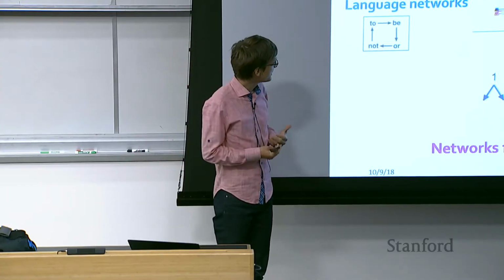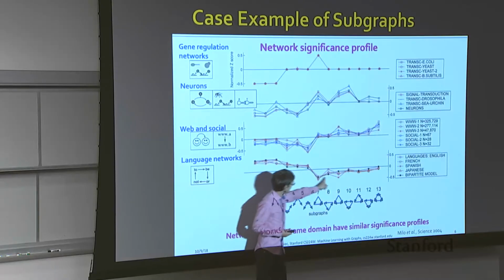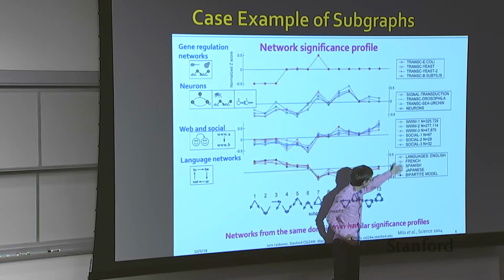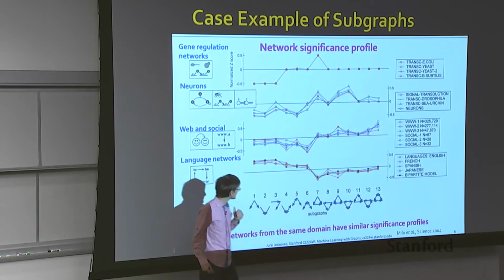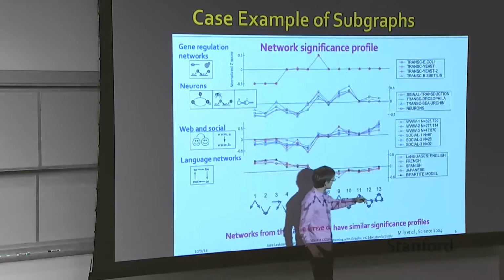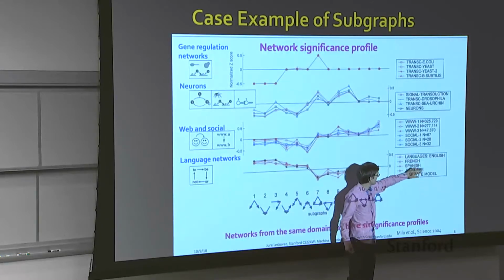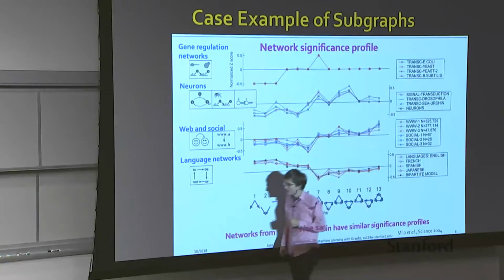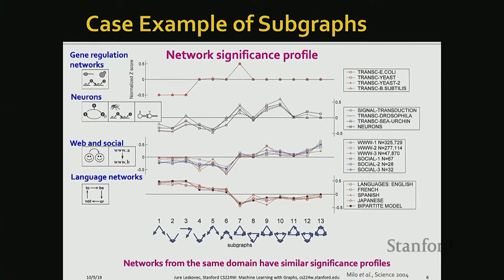And what you can see from this is that each line here is a different graph, because here we have 4 or 5 different graphs, and you see how they nicely follow each other, even though one graph is from English, the other one is from Spanish, Japanese, and so on. Or for example, here you can see that web graphs and social networks share this significance profile quite well. And you can see, again, neural networks of neurons from different organisms have quite similar profiles.